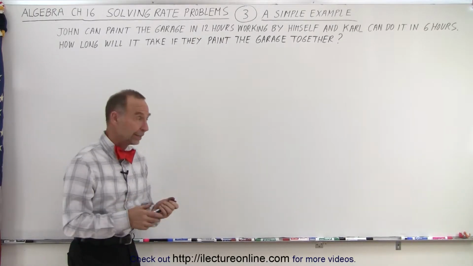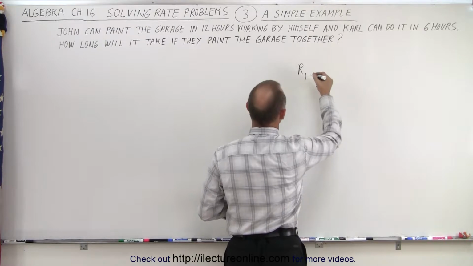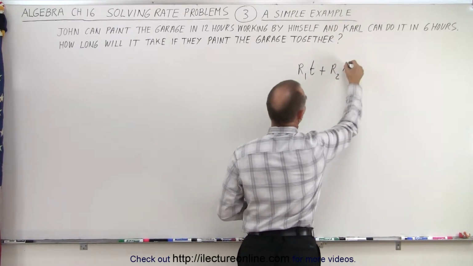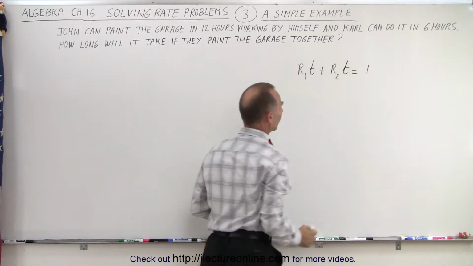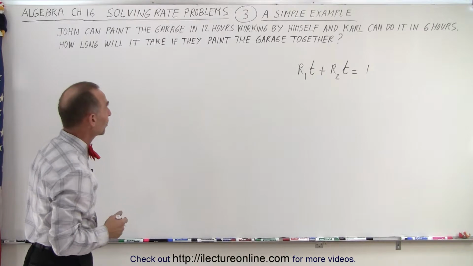All right, we'll write down our equation. We can say that the rate of the first person, in this case John, times the time, plus the rate of the second person, in this case Karl, times the time, equals the whole job done. So what we need to do now is find the rate of each person.